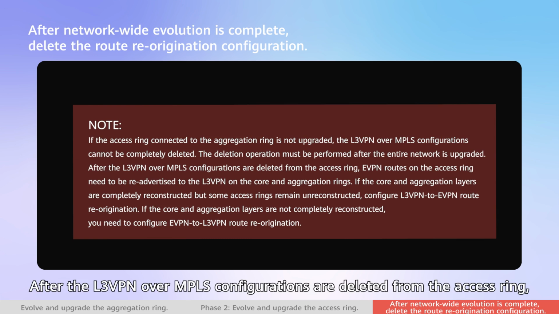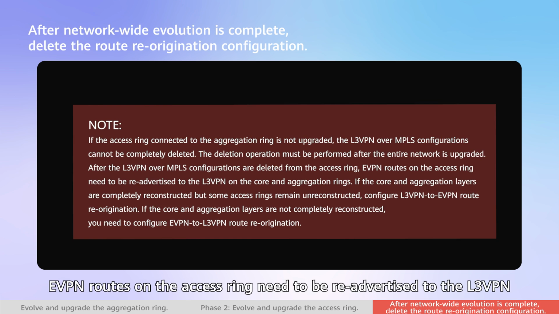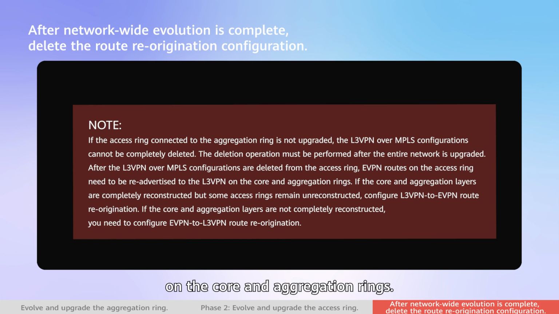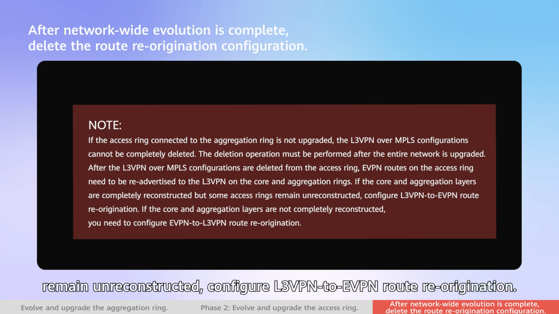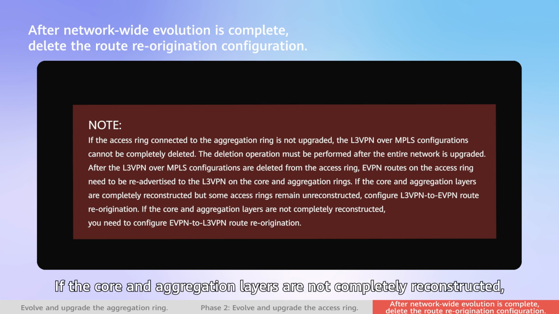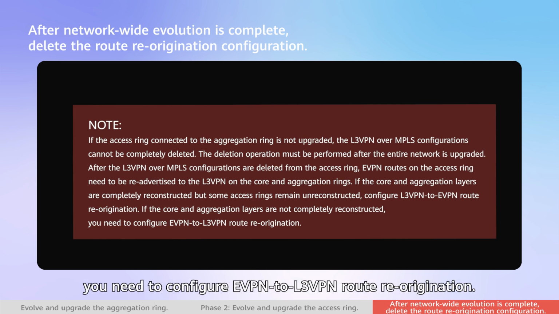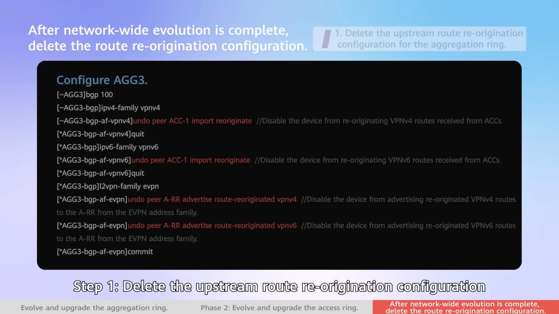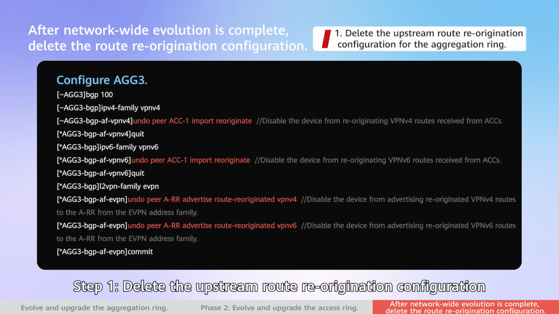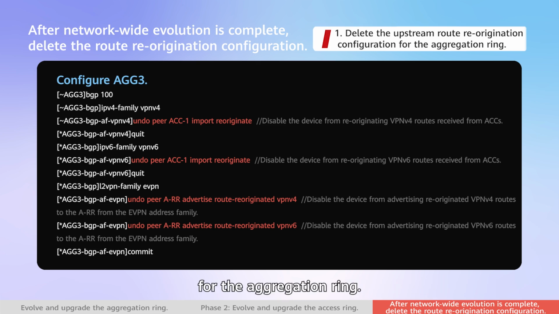After the L3 VPN over MPLS configurations are deleted from the access ring, EVPN routes on the access ring need to be re-advertised to the L3 VPN on the core and aggregation rings. If the core and aggregation layers are completely reconstructed, but some access rings remain unreconstructed, configure L3 VPN to EVPN route reorigination. If the core and aggregation layers are not completely reconstructed, you need to configure EVPN to L3 VPN route reorigination. Step 1. Delete the upstream route reorigination configuration for the aggregation ring.